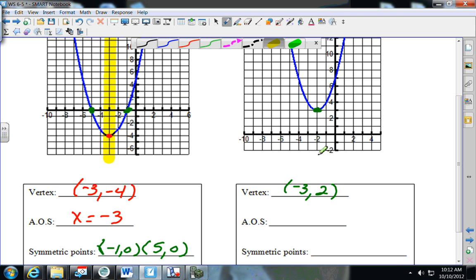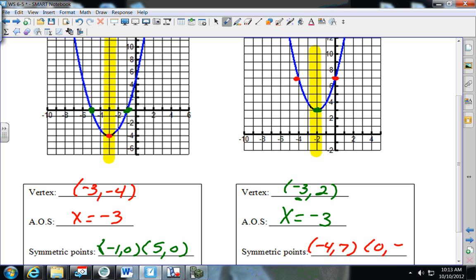Now, the axis of symmetry, where do you fold your parabola in half? It's right here. X equals the x number of the vertex, which is -3. A set of symmetric points. I did use the x-axis on the last one, but it didn't touch the x-axis. So I'm going to go up here and try and see if it touches the y-axis, and it does right here and over here, which is -4, 7. And the other one would be 0 and 7. Remember, symmetric points have the same y numbers.